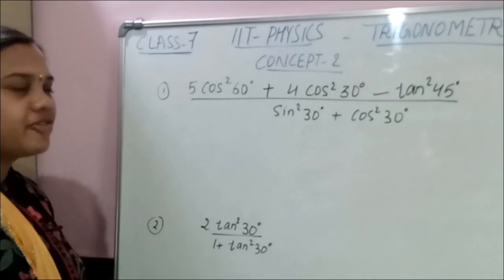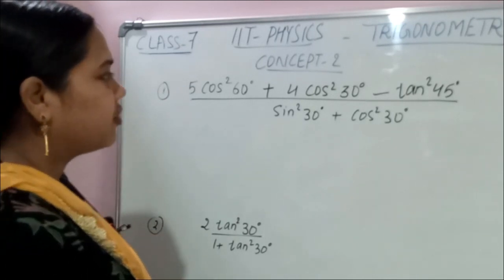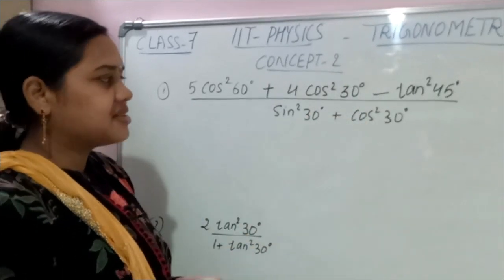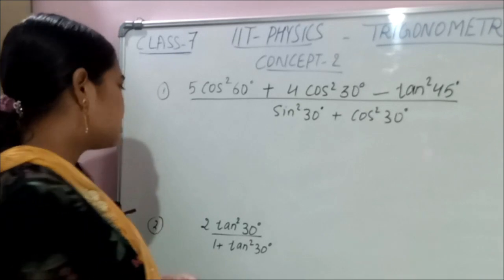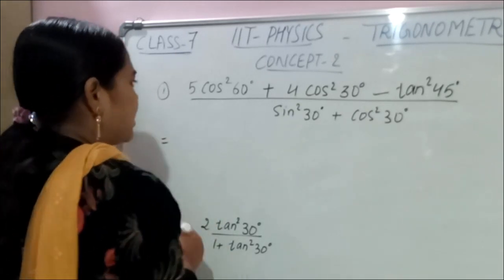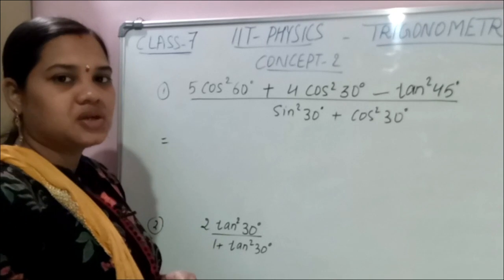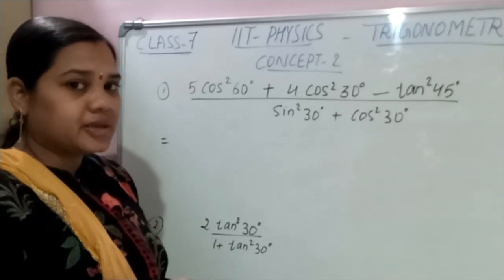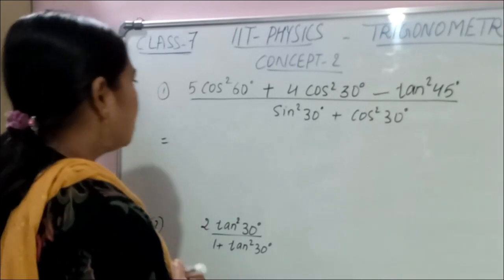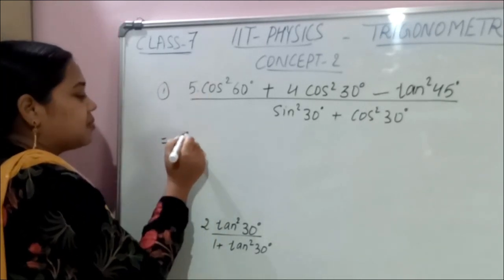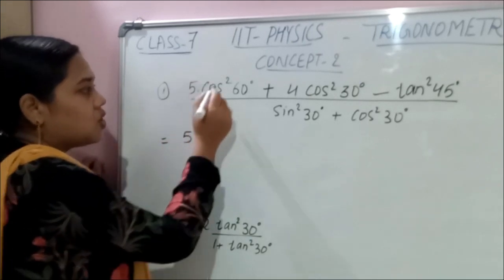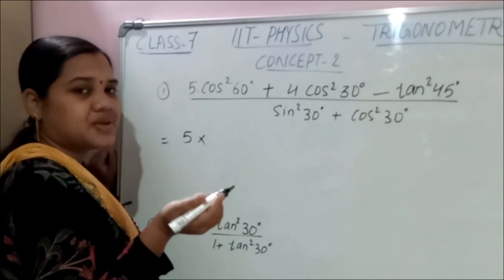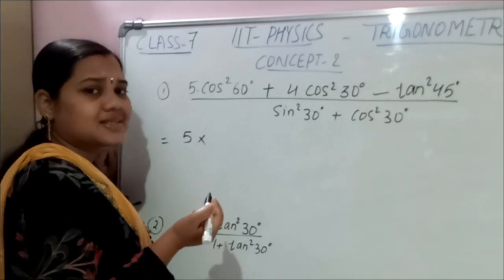The first question I gave: 5 cos square 60 degree plus 4 cos square 30 degree minus tan square 45 degree, whole divided by sin square 30 plus cos square 30. So see, children, you must know the values. Cos 60 is equal to what? Cos 30 is root 3 by 2, cos 60 is 1 by 2. Okay, so 5 here with nothing means multiplication: 5 into cos 60 degree whole square. Cos square 60 degree means cos 60 whole square. So cos 60 how much?